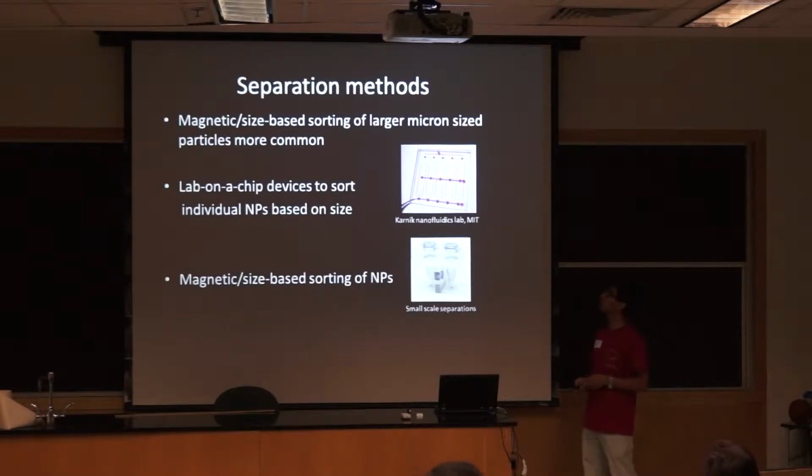There are various separation methods that have been devised for gaining uniformity in these particles. Most of them have been targeted towards larger micron-sized particles. There are also some lab-on-a-chip devices that a bunch of labs have been developing around the US and the world to sort individual nanoparticles. But these are really slow because you're sorting individual nanoparticles on the basis of size. There are also some more crude and small-scale magnetic and size-based separations of nanoparticles, but our research is based on a well-characterized magnetic separation.